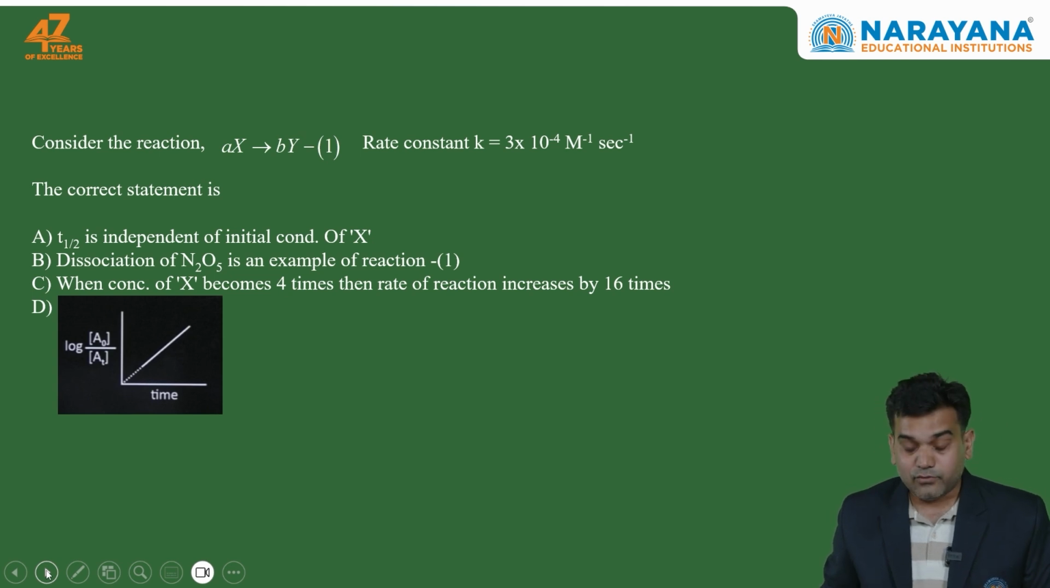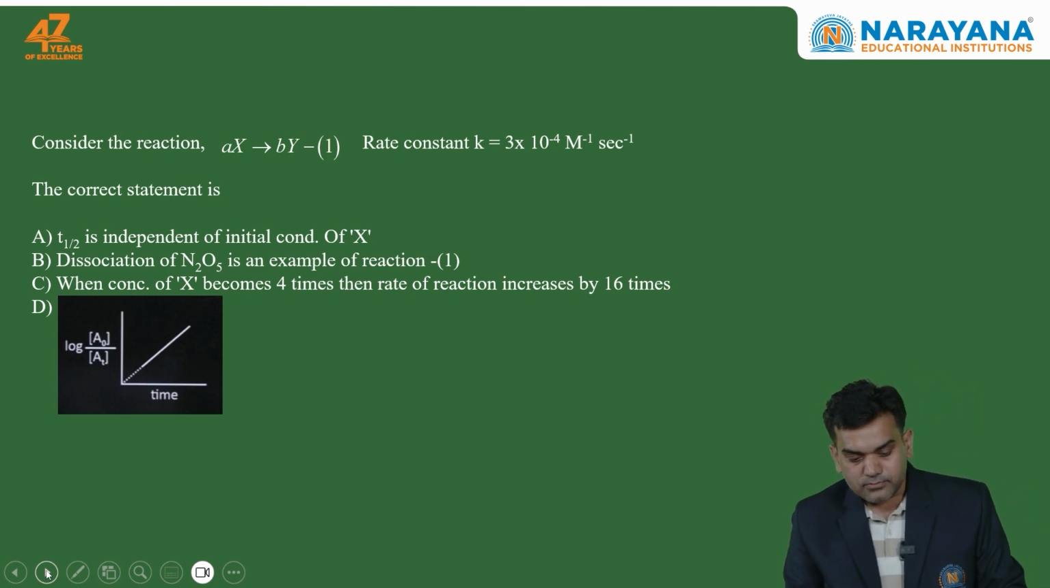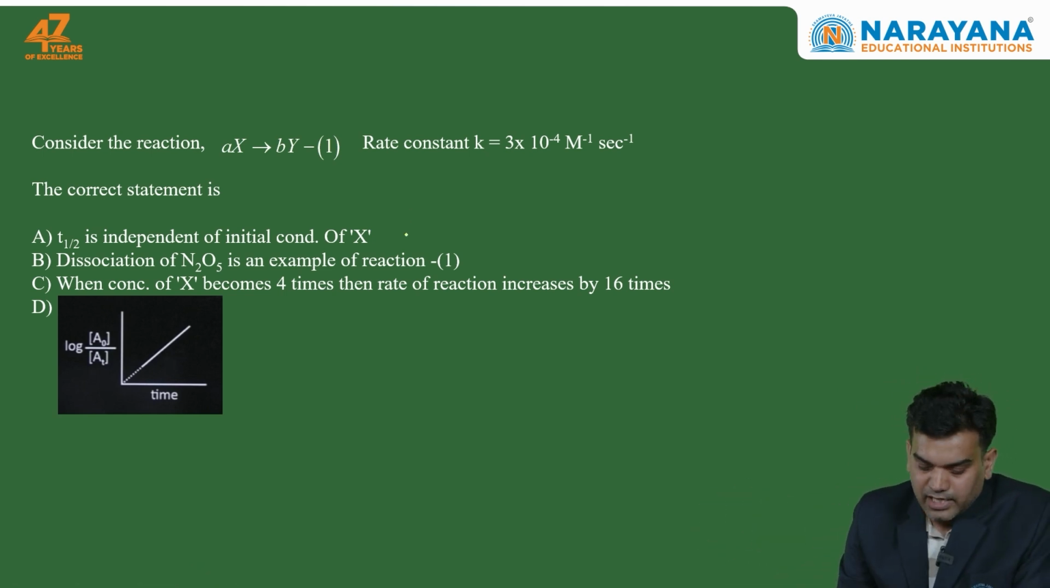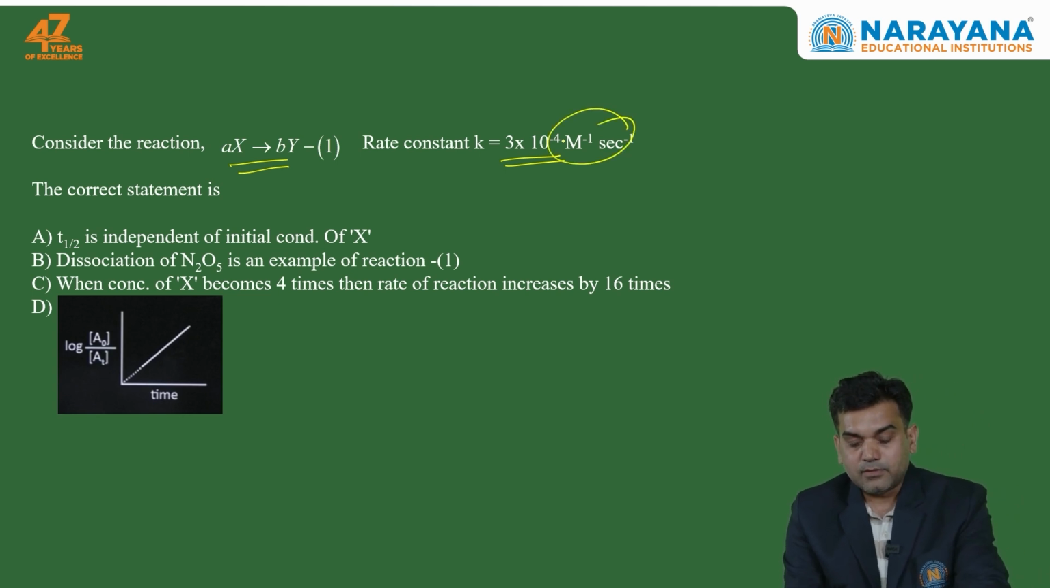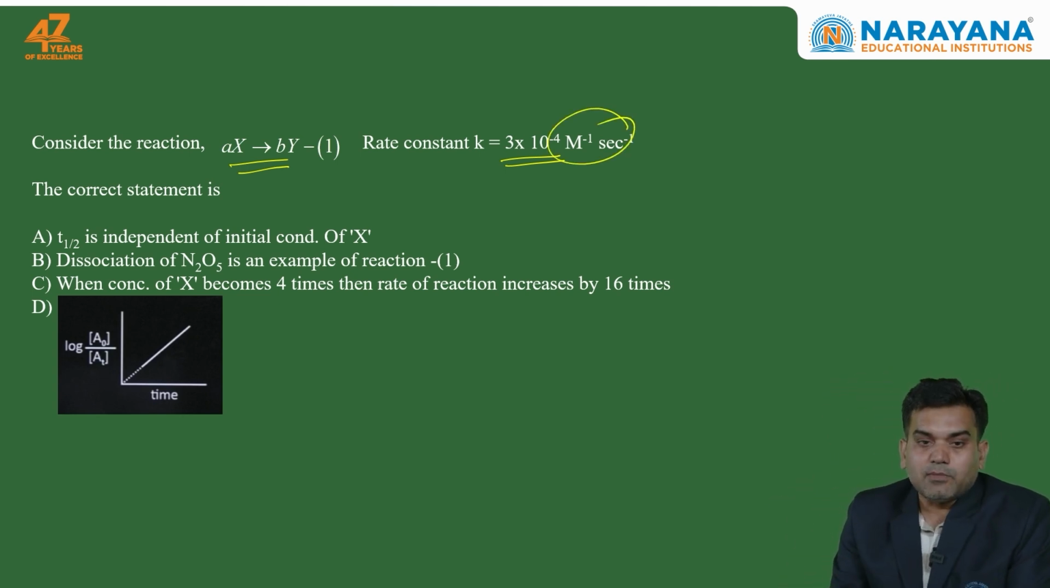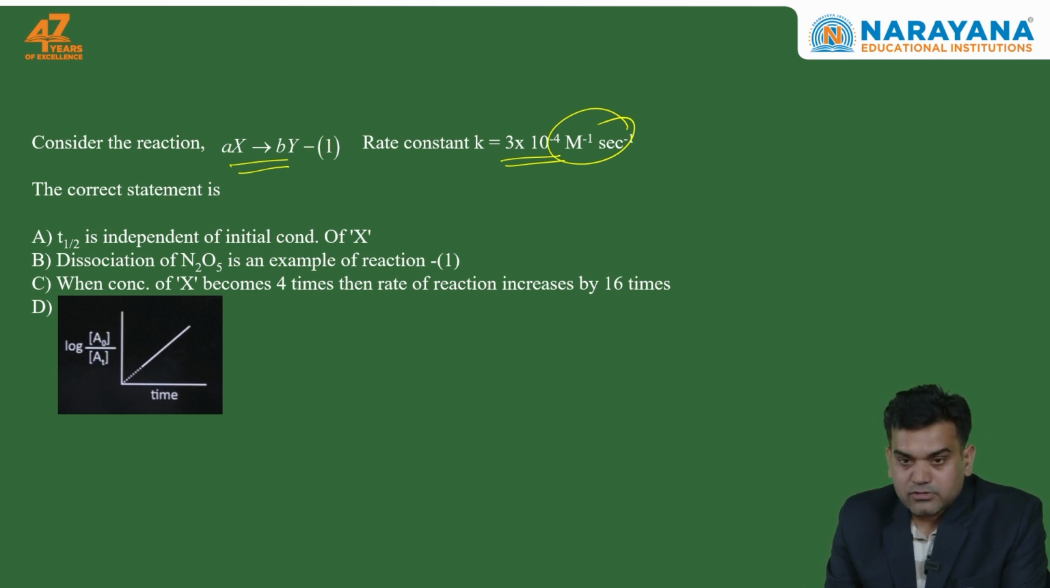Again I have to say kinetics has become important or more important for this exam. This is the second question that we are having today. They have given this equation, A gives B, and the rate constant they have given is 3 into 10 to the power minus 4 per molar per second. They have not mentioned anything about the order of the reaction, so that we can find out from the SI units of the rate constant.